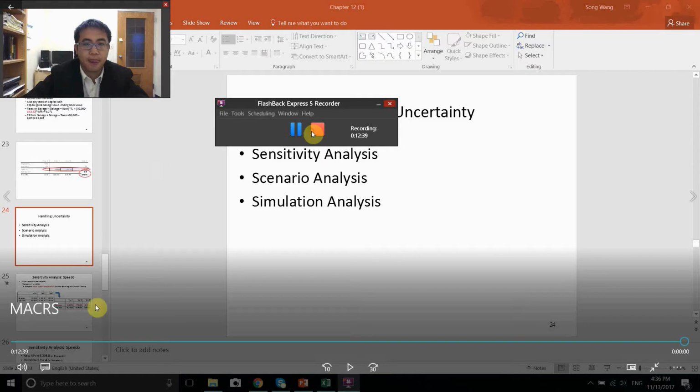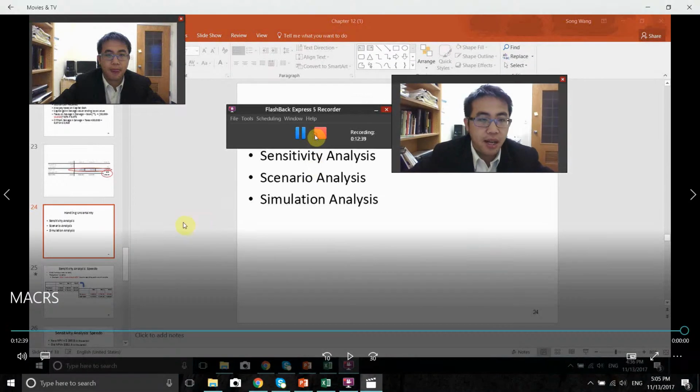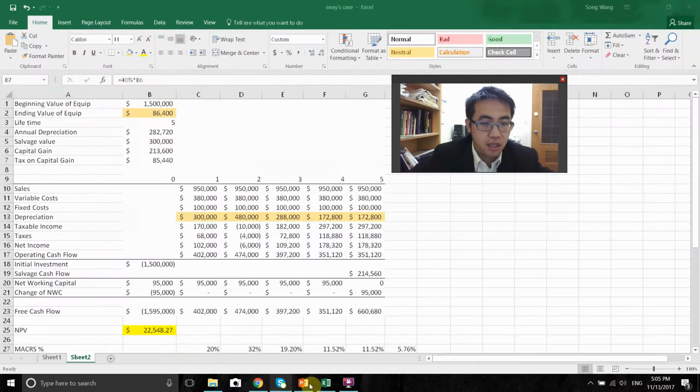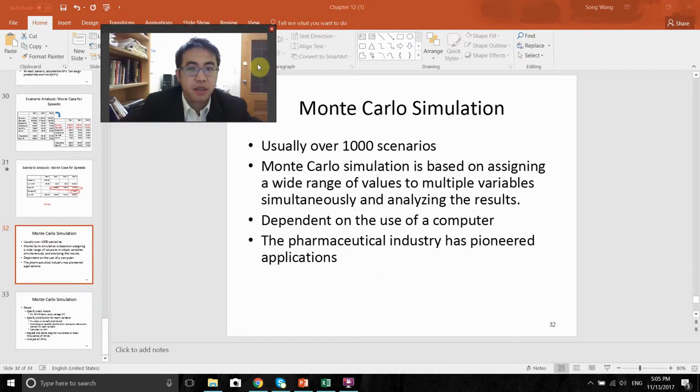All right, and the last method here is the Monte Carlo simulation method. So basically, it is just a scenario analysis. The only difference is that in this Monte Carlo simulation, you have more than 3 scenarios. You're not just having base case, best case, worst case. You have 1,000 and perhaps 10,000 scenarios.